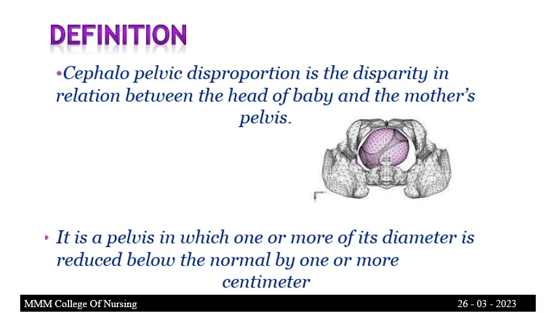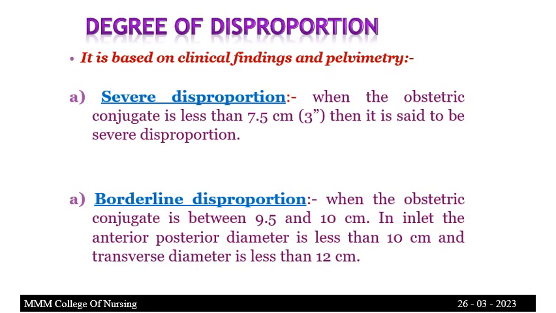Definition: cephalopelvic disproportion is the disparity in the relation between the head of the baby and the mother's pelvis. It is a pelvis in which one or more of its diameters is reduced below the normal by 1 or more centimeters.